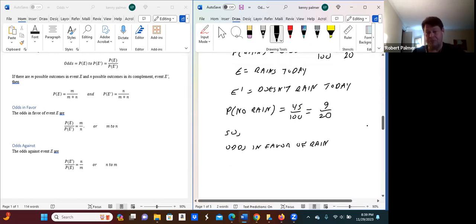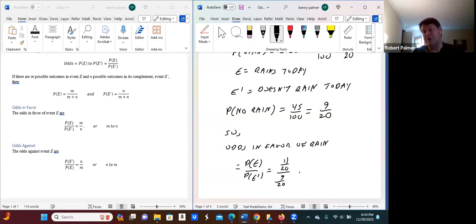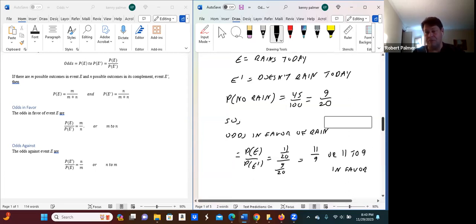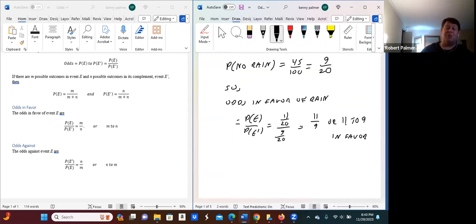Okay, now odds in favor of rain is equal to the probability of E, we call that rain, over the probability of E complement, no rain. And so that was going to be 11 over 20 divided by 9 over 20. And so that's going to be 11 over 9, or 11 to 9 in favor. Okay. And so as we can see, there's a better chance of it raining than not raining, which, as I said, makes sense because the probability of raining was greater than 50%.